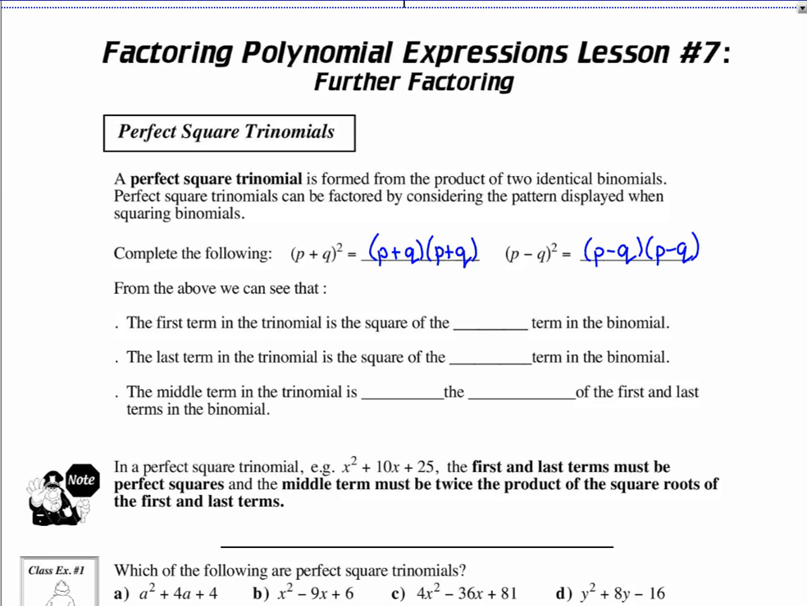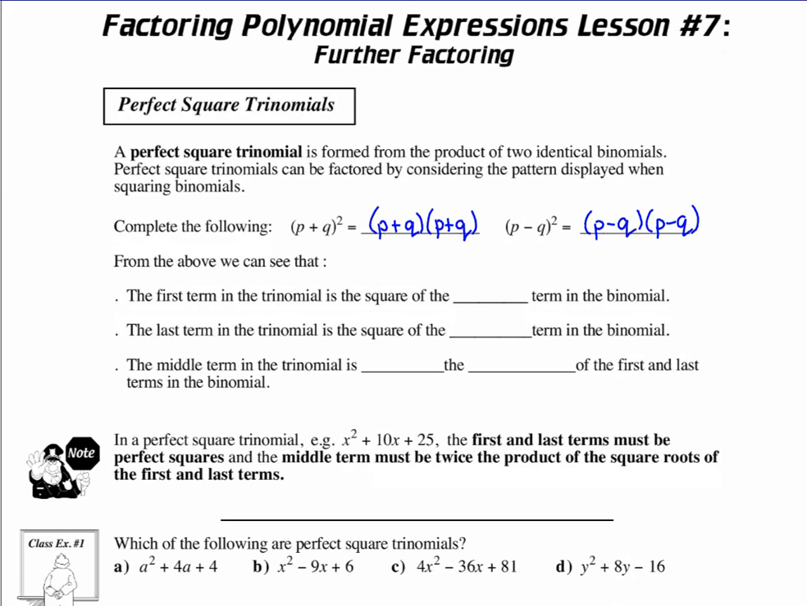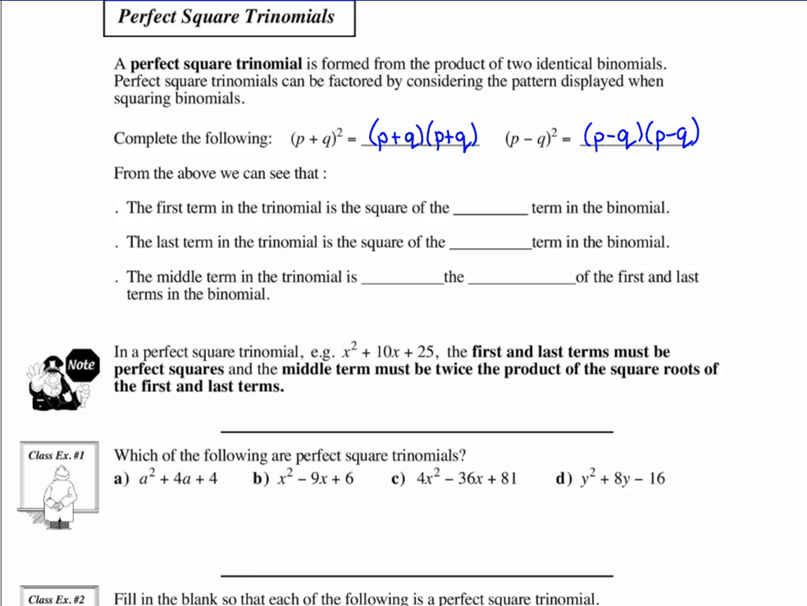So if we expanded this, there's not that much room here. P times P is P squared, P times a positive Q, just PQ. How would you write Q times P? QP or PQ. Now, if you keep it alphabetical, it's easier to see that those are like terms, right? AB is the same thing as BA, because it's a product. 2 times 3, 3 times 2, same thing. And then last, Q times Q?